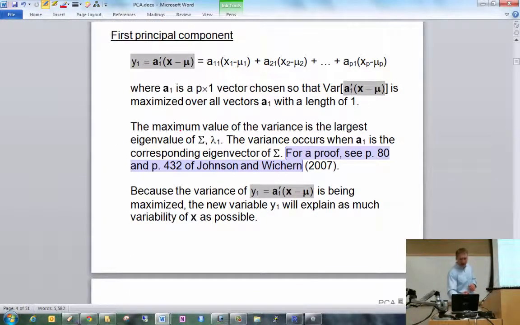Here's what the first principal component looks like. Remember, it's going to be a linear combination of your original variables. This is how you find it. The first thing I'm going to do is take x and subtract off its corresponding mean. So what's the mean of x minus mu? 0. So essentially you are recentering your data in the end. You want it to have a mean of 0. You're mean adjusting your data.